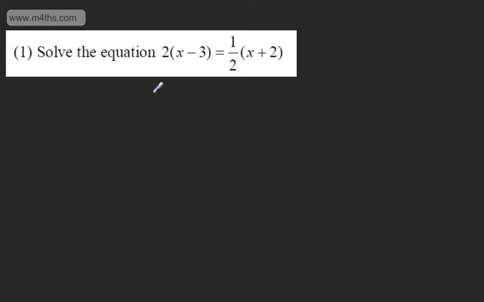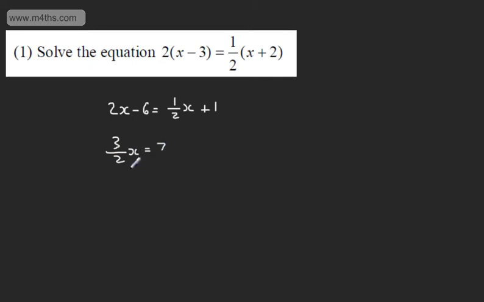What I'm going to do here is multiply out the brackets on both sides of the equation. So we're going to have 2x minus 6 on the left, and then on the right we're going to have 1/2 x plus 1. I'm going to add 6 to both sides and subtract 1/2 x. I'm going to keep my value of x as a fraction rather than a decimal. So I'm going to get 3 over 2 x is equal to 7.